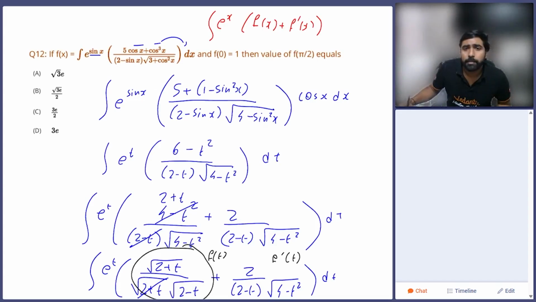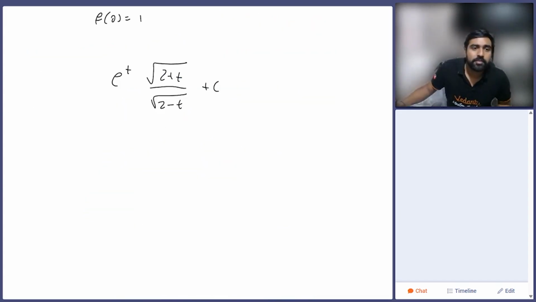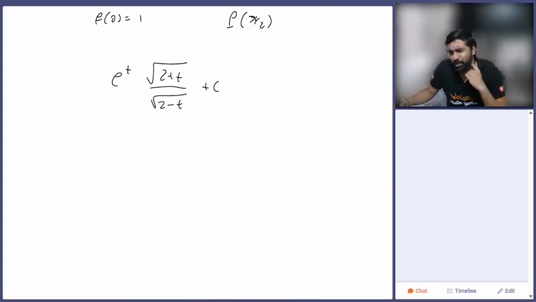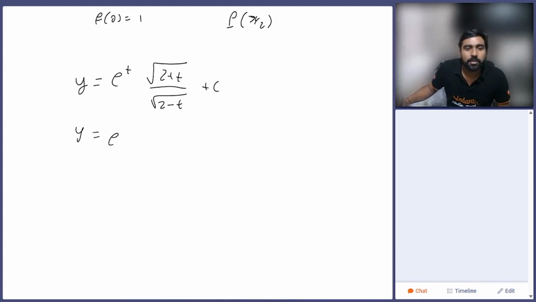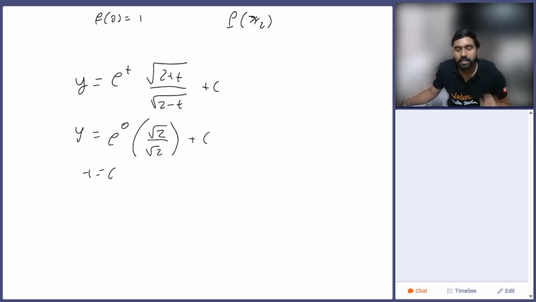So I've been given a condition, f of 0 is equal to 1, and you have been told f of pi by 2 you have to find. Okay? So at x equal to 0, sin x will also be equal to 0. So I can say that this y is equal to e power 0 into root 2 divided by root 2 plus the constant of integration. So that's 1. So c will come out over here as equal to minus 1. Okay? C I will get over here as minus 1.